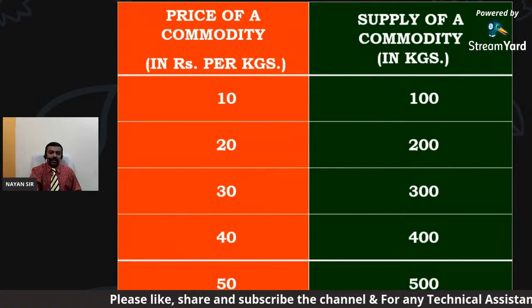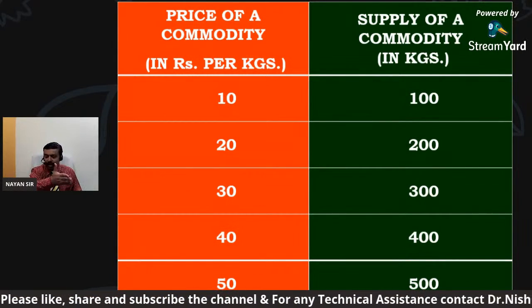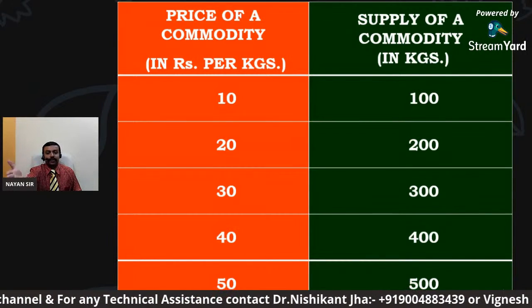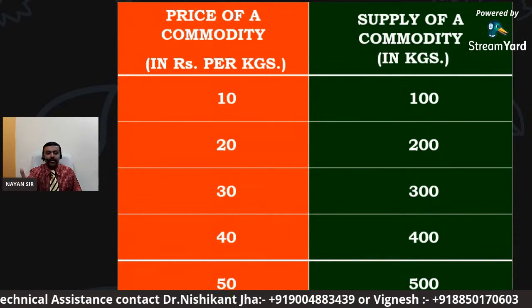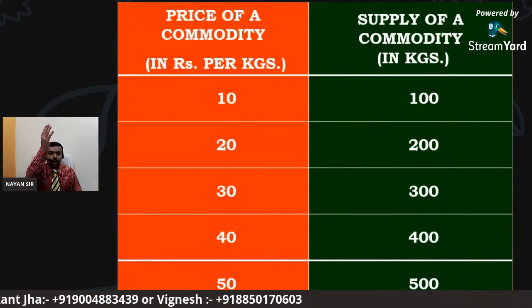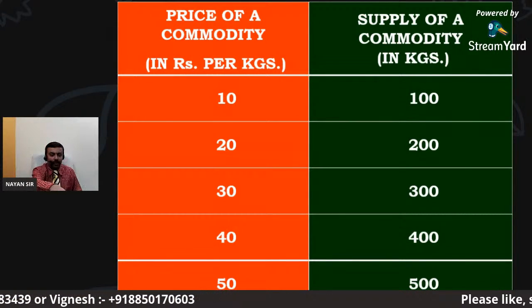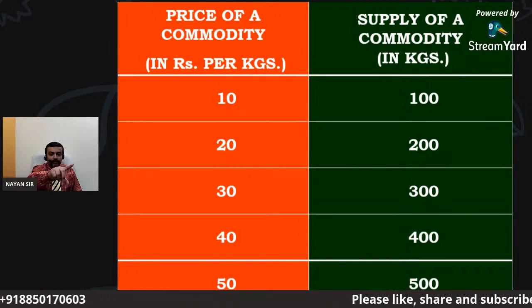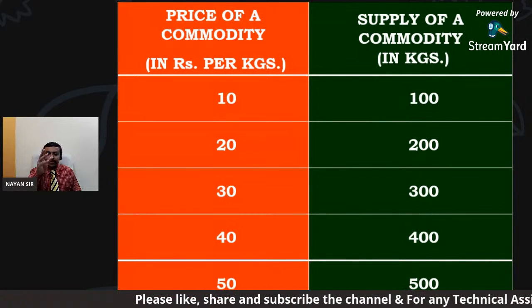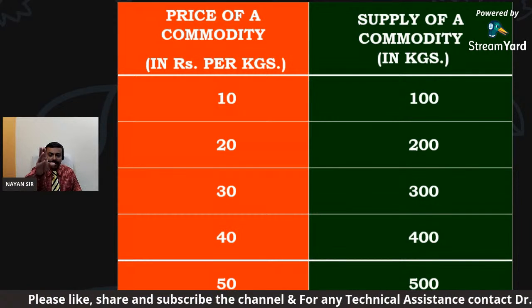As you can see, 10 to 50, it is similar to the individual supply curve and individual supply schedule, the same replica of it. Okay, so you can see on your screen, orange is there. The orange column is the price, 10, 20, 30, 40, 50, and the right one is the green one, that is the supply of the commodity in kgs.